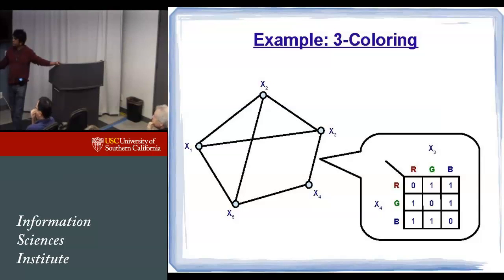Every time 2 nodes are adjacent, I create a constraint between them. For example, x3 and x4 are adjacent here in the graph, so I have a little constraint between them, where the ones indicate allowed combinations and the zeros indicate disallowed combinations. So x3 equal to red and x4 equal to red is a disallowed combination indicated by a 0, but x4 equal to green and x3 equal to red is an allowed combination indicated by 1, and so forth. Very trivial stuff.